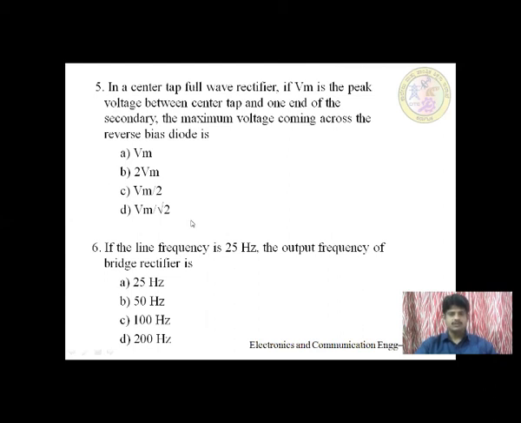Okay. So next question is, if the line frequency is 25 Hz, the output frequency of the bridge rectifier. So once again, it's related to the frequency. If the input frequency is 25 Hz, the output will be double. So it comes as 50 Hz.